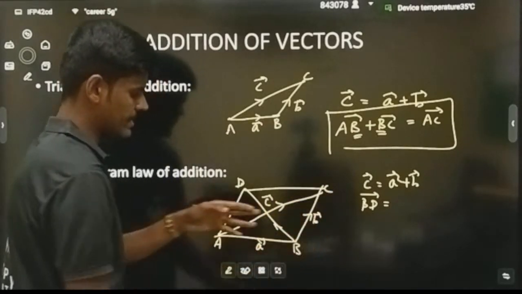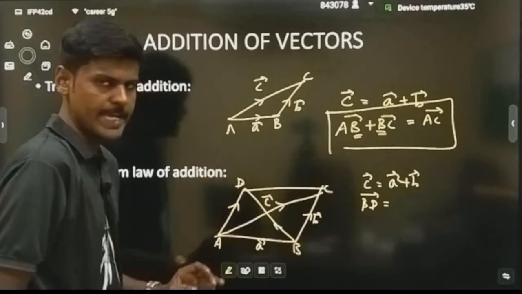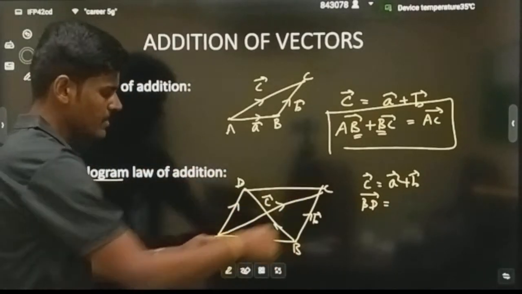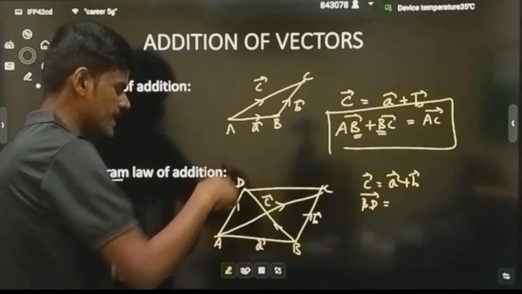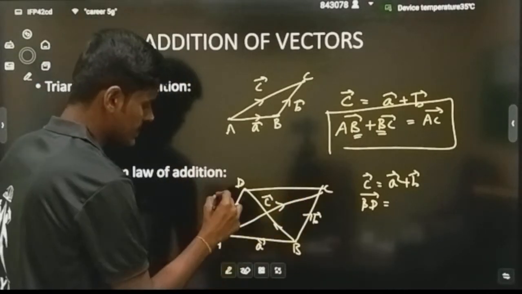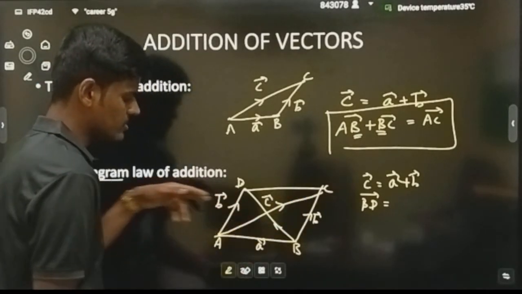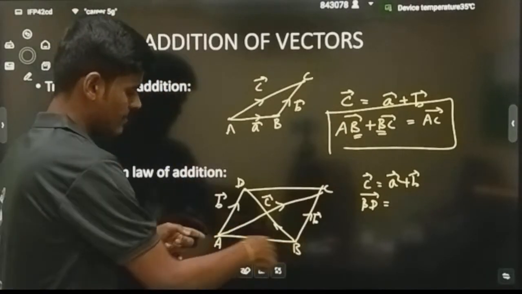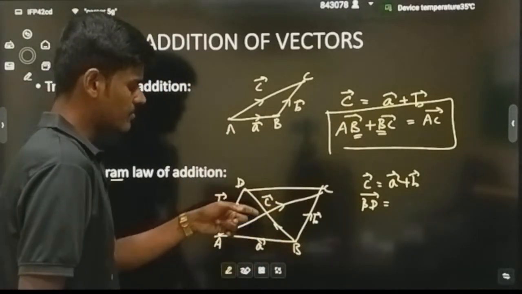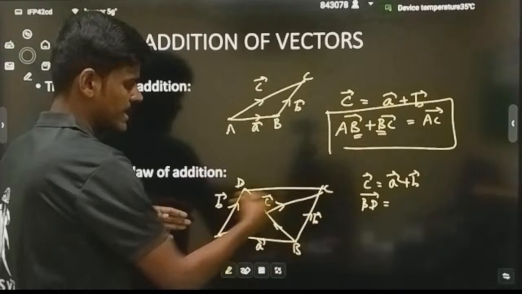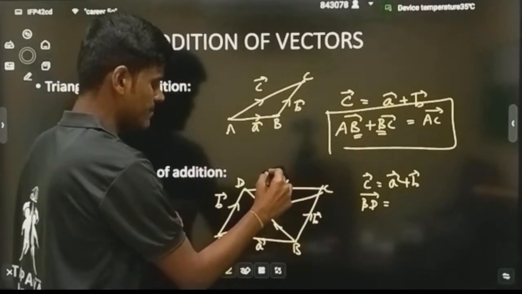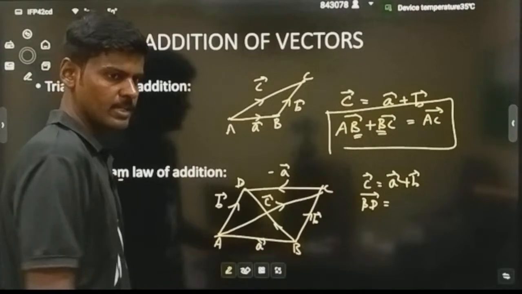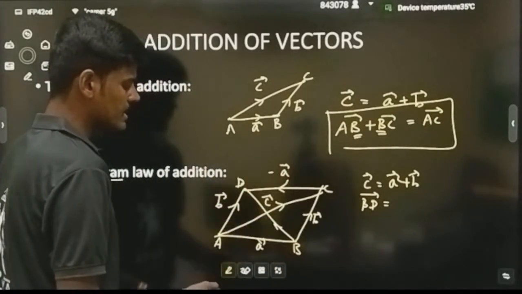These two are in the same direction, BC and AD, as this is a parallelogram. BC magnitude and AD magnitude will be the same. That means when we take this direction, it is also B vector. And what about AB vector? AB vector is A vector. Then what about the other direction? That is CD vector, which is given by minus of A vector. Correct or no? Yes.